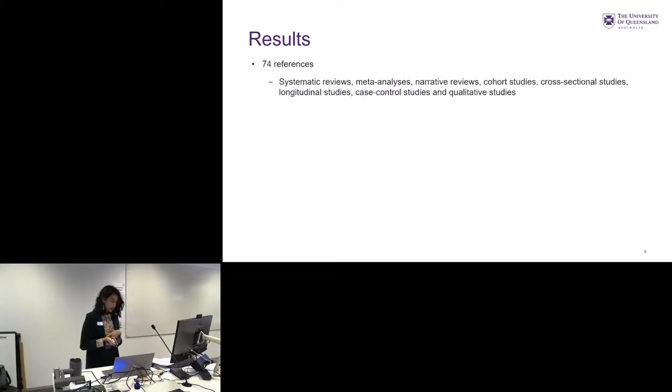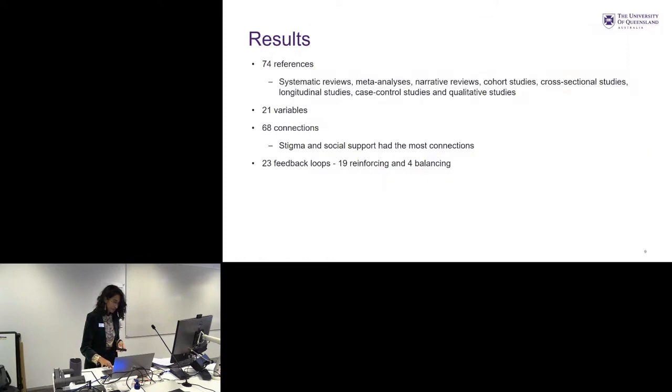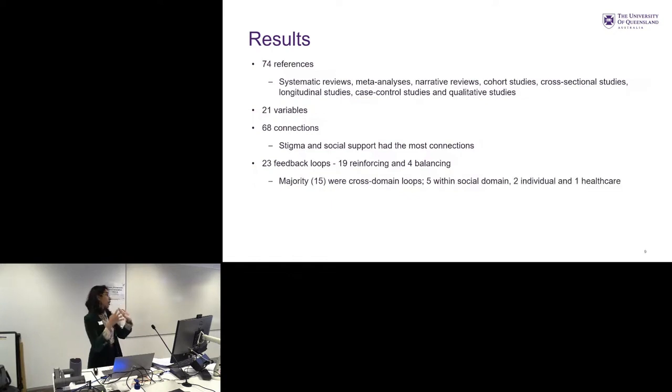There were a total of 21 variables, 68 connections, with stigma and social support having the most connections. And there were a total of 23 distinct feedback loops, encompassing 19 reinforcing and 4 balancing loops. And the majority of these operated across domains, as well as 5 entirely within the social domain, 2 within the individual, and 1 within the healthcare domain. And unemployment was involved in the greatest number of loops.